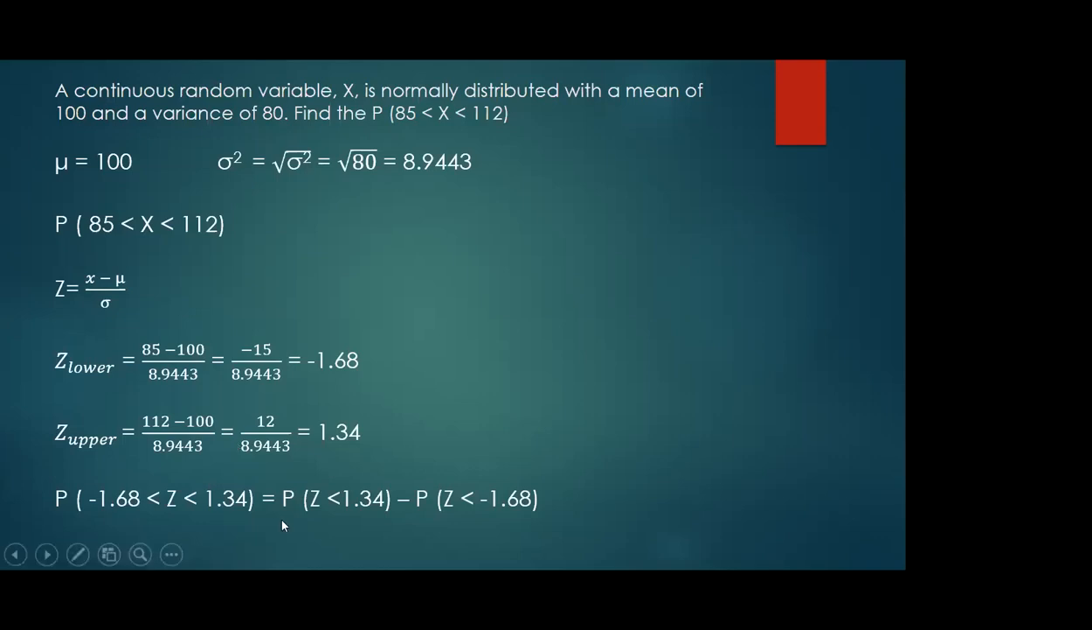So this is equal to the probability that Z is less than 1.34 minus probability that Z is less than negative 1.68. Again, we can look in our normal distribution tables for these values.